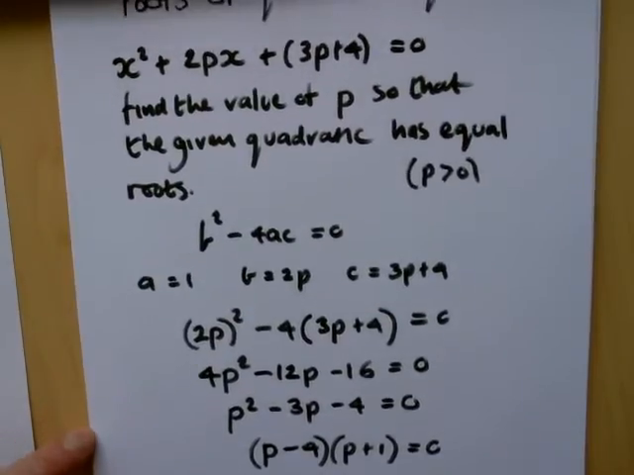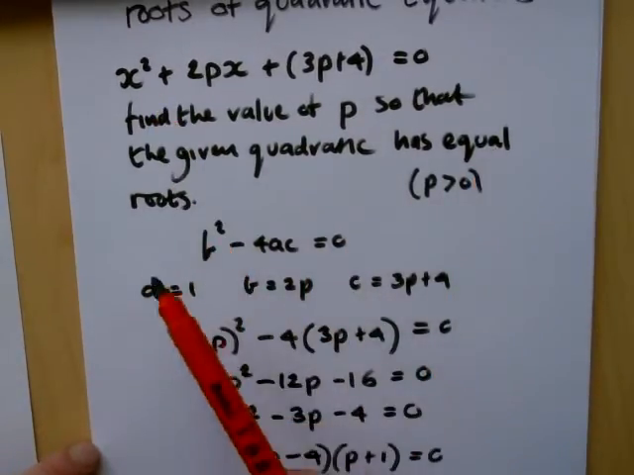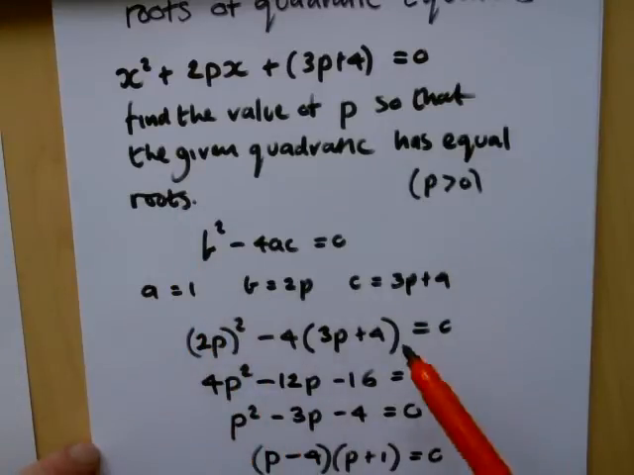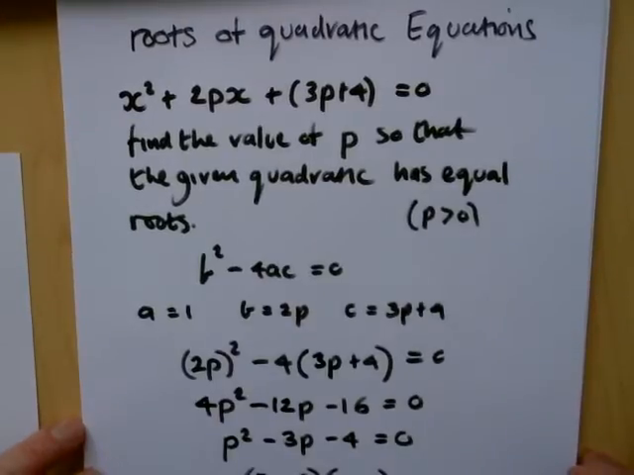So the basic technique then is to know the condition that applies to equal roots, to substitute in the coefficients of a, b and c and solve that equation. And that's two examples of roots of quadratic equations that support the C1 exam.